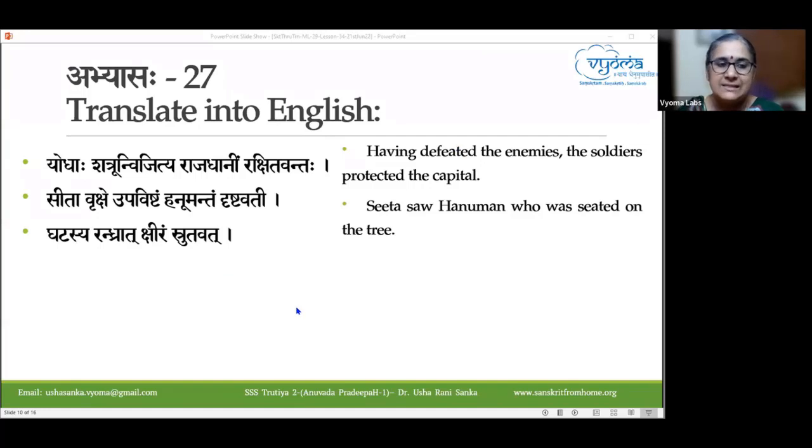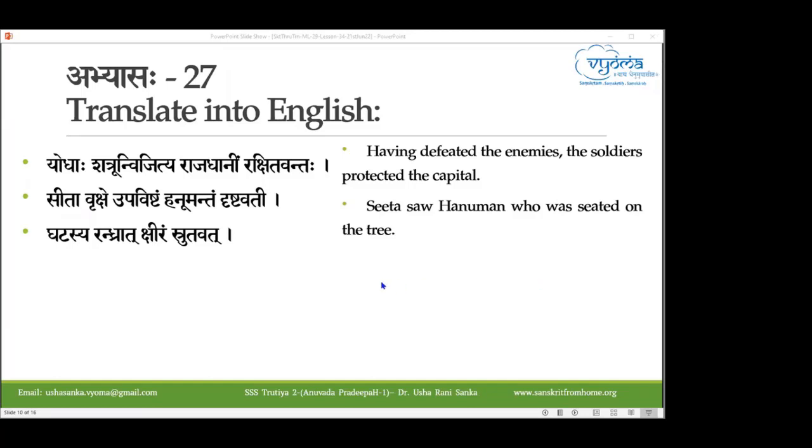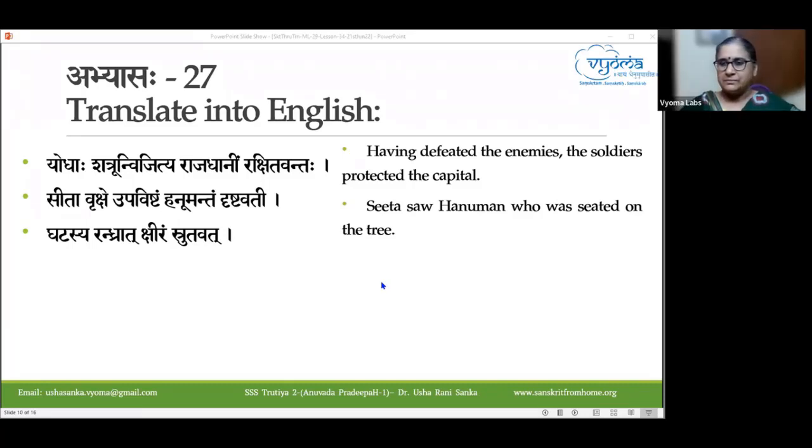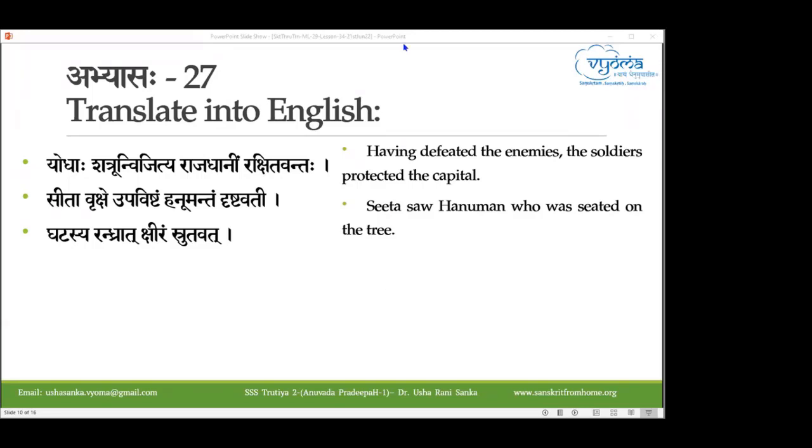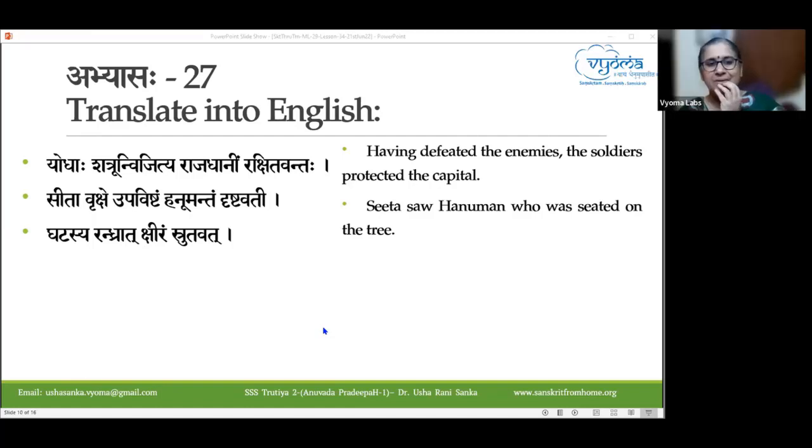The next, Ghatasya randhrat kshiram srutavat. This sentence for Annie Bhagini. Namaste. Ghatasya randhrat kshiram srutavat. Ghatasya is of the pot. Randhra is the hole in the pot. Kshiram is milk. Srutavat, flow down. How to say in English? Sruta, like flow. Flow out. That's the only thing we can say.